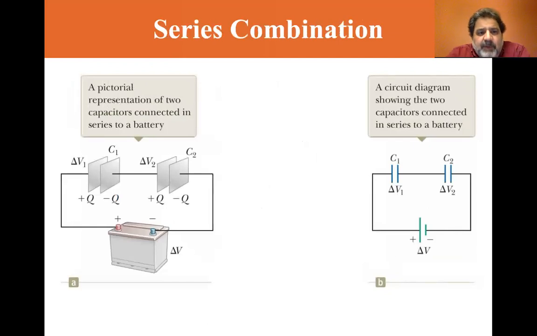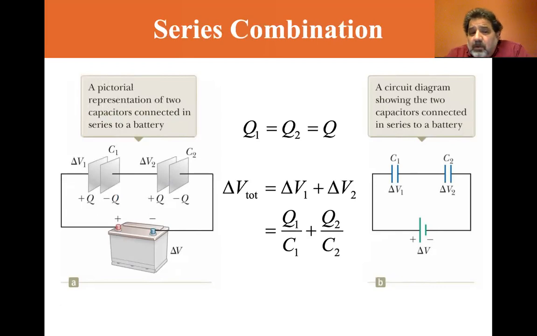Okay, series combination. Now, here's a pictorial representation of two capacitors connected in series to a battery. And here's a circuit diagram showing the two capacitors connected in series to a battery. Now, as you get this circuit flow, the amount of charge that goes through C1 is the same amount of charge that goes through C2. So the charge is the same on each capacitor. So Q1, the charge on capacitor 1, equals Q2, equals the total charge Q.